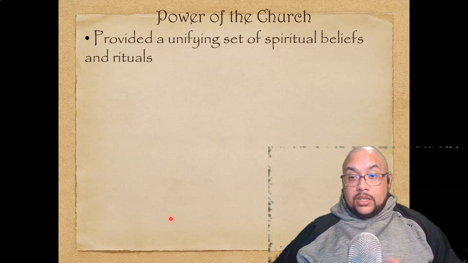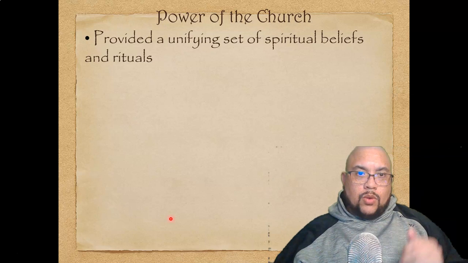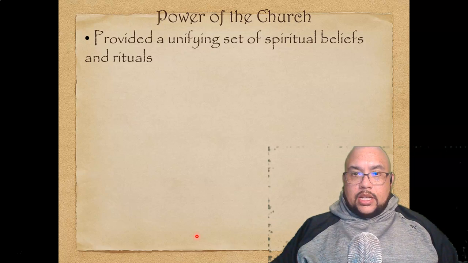killed. Originally we were going to post an article about a body which was discovered where the lips and nose had been cut off in Europe. This is why. So the Catholic Church provides a unifying set of spiritual beliefs, rituals, and laws. So it creates a system of justice.